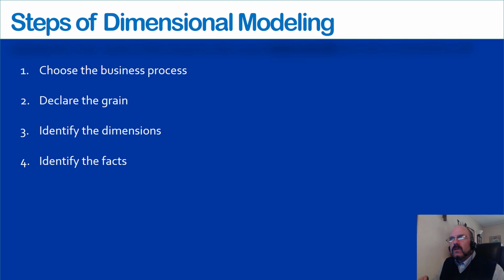So now let's take a look at the steps of dimensional modeling. The first thing we do is choose the business process. What are we going to model? You're not going to try to model the entire enterprise at one time. You'd get into a lot of problems with that. So you need to pick something. Maybe we're going to really try to model sales. It's a good place to start, maybe.